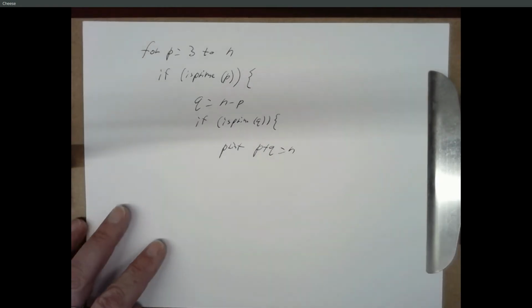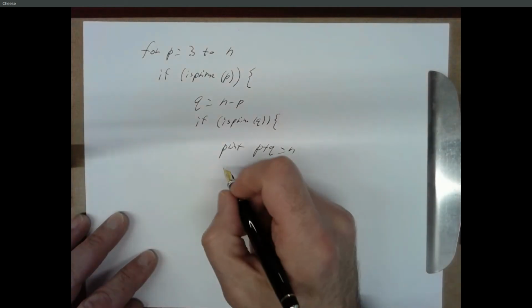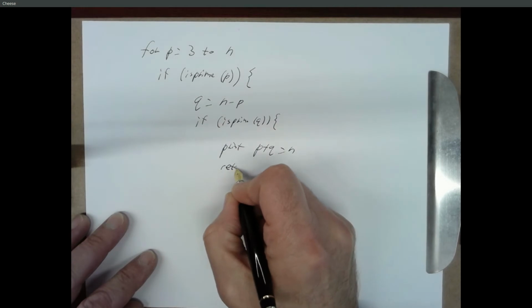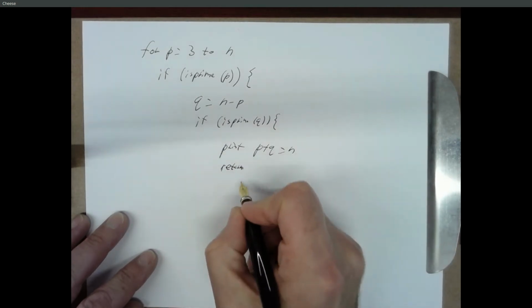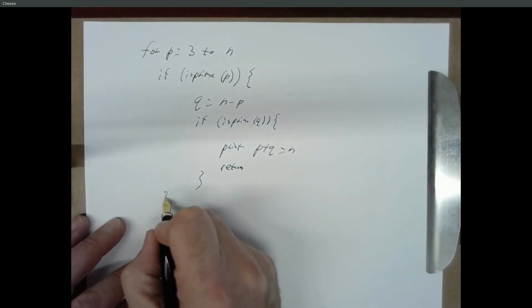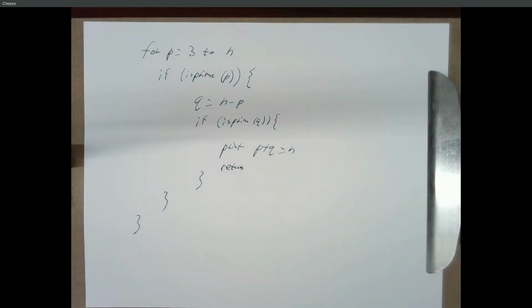You want it in a PDF file, though. Ultimately, I want it in a PDF, yeah. I'll tell you how to do that in a sec. So if this is true, print this and then just return. And if it's false, then just go back to the top of your loop.